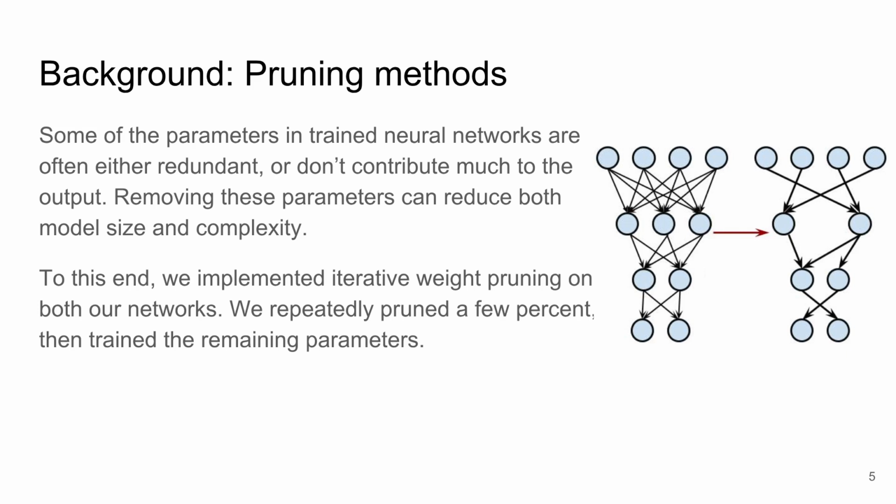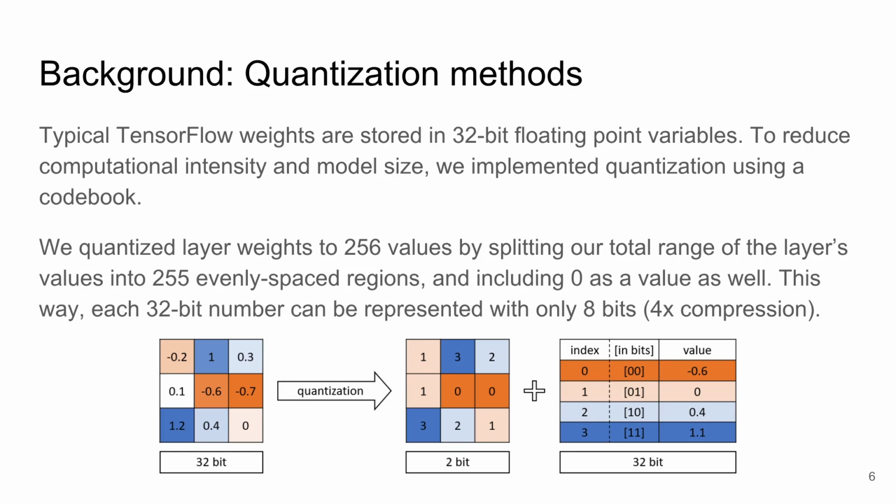And after we did some pruning, we attempted to use quantization. Basically our original weights are all stored in 32-bit values. But to reduce the complexity and the size, we implemented quantization using a codebook. So we took our entire range and split it up into 256 values, which included 0 as a value because we have a lot of pruned weights. And then, using this codebook, we were able to represent each 32-bit number using only 8 bits. And so this gave us a 4 times compression ratio.